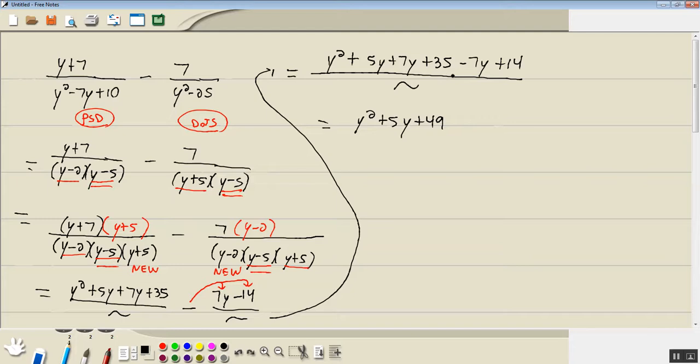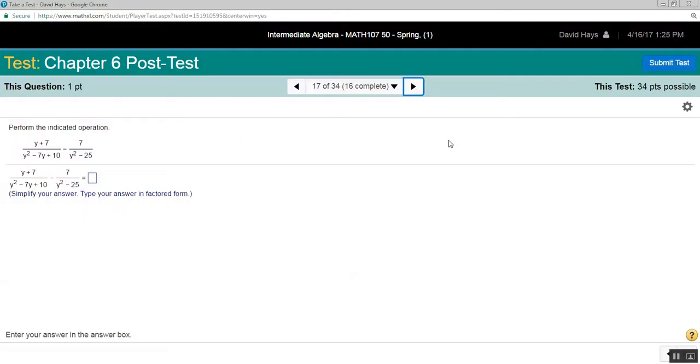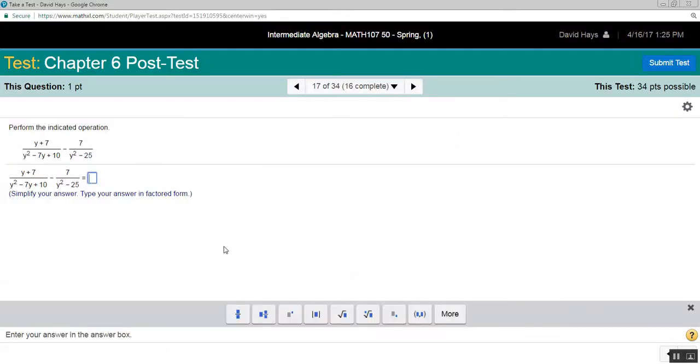35 plus 14 is 49. 1 times 49 is 7 times 7. Okay, that doesn't factor. So I'm going to go ahead and put my denominator back in. y minus 2, y minus 5. For some reason I was thinking this was going to cancel the way it was starting to be set up. Assuming I didn't make a mistake.